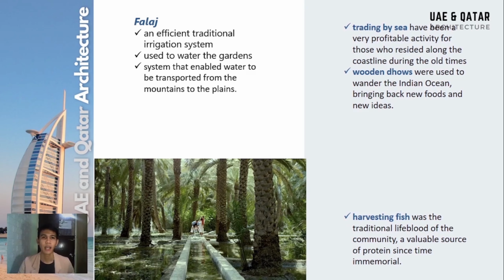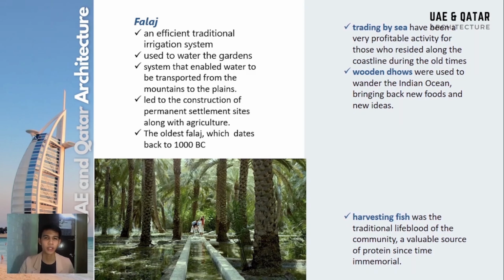Falaj, an efficient traditional irrigation system used to water the gardens, systems that enable water to be transported from the mountains to the plains, led to the construction of permanent settlement sites along with agriculture. The oldest falaj dates back to 1000 BC.